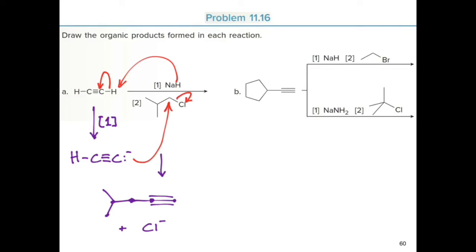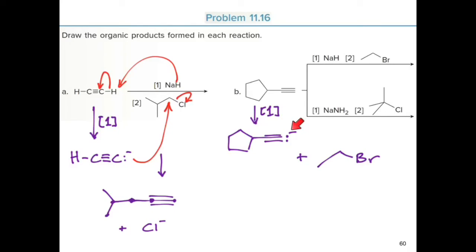And then for the second reaction here, it's telling us to react it with an alkyl bromide. This is a primary alkyl halide and a tertiary alkyl halide. And so looking at the first one here, the reaction between this terminal alkyne and sodium hydride or sodium amide results in the formation of the ion, which then acts as a strong base this time.